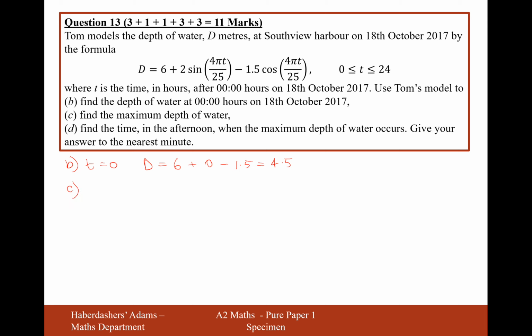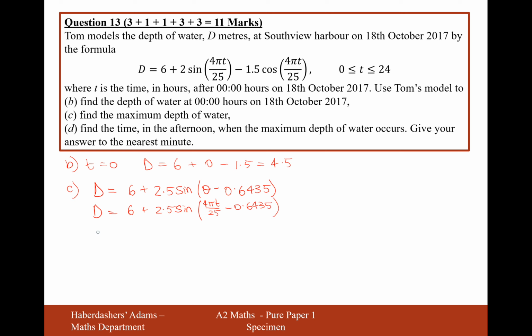Part C, the maximum depth of the water. Now this is where we have to bring in the answer to part A. So the answer to part A is going to bring in for us 6 plus, because there is a 6 plus there already, 2.5 sine (theta minus 0.6435), and that theta is representing this 4 pi t over 25. In fact, it would be a good idea to write that in so it all looks nice and neat and tidy: sine (4 pi t over 25 minus 0.6435).